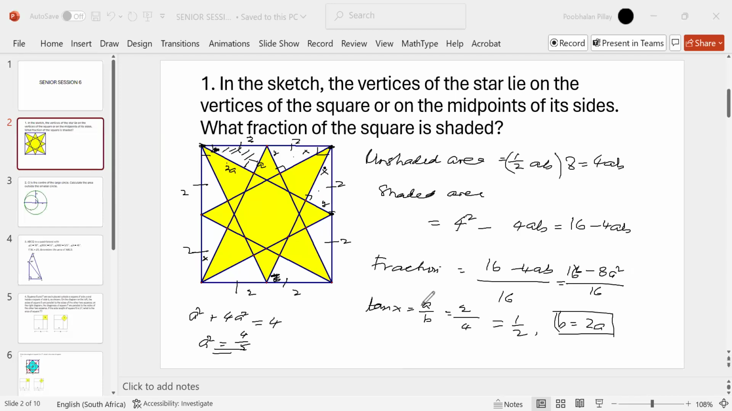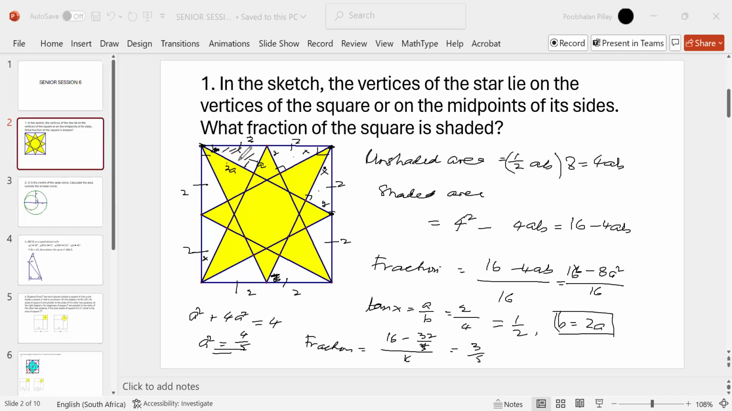Now you can substitute. Then our fraction is equal to 16 minus 32 over 5, all over 16. And then if you simplify this, you'll get 3 over 5, which is the answer. Right. So it's quite a long-winded problem, but you have to notice that you concentrate your attention on this white triangle because there are 8 of them. And once you got that, then you solve the problem.